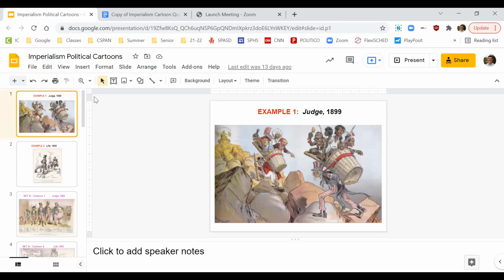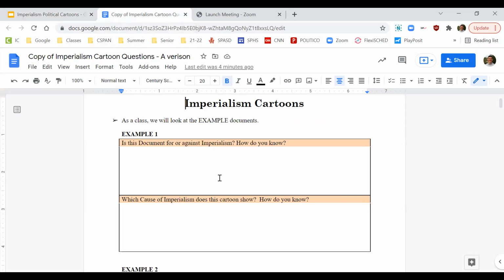So let's look at the first example. Okay, before I look at the cartoon itself, I'm going to look at the questions to see what I need to analyze. Is this document for or against imperialism? How do you know? And then which cause of imperialism does this cartoon show? How do you know?